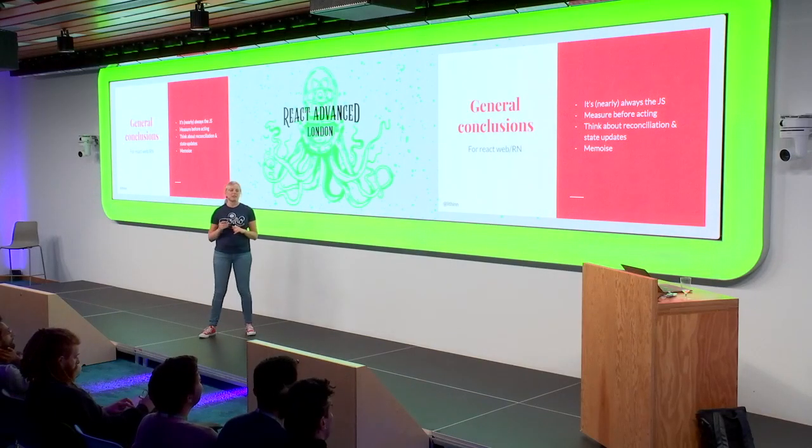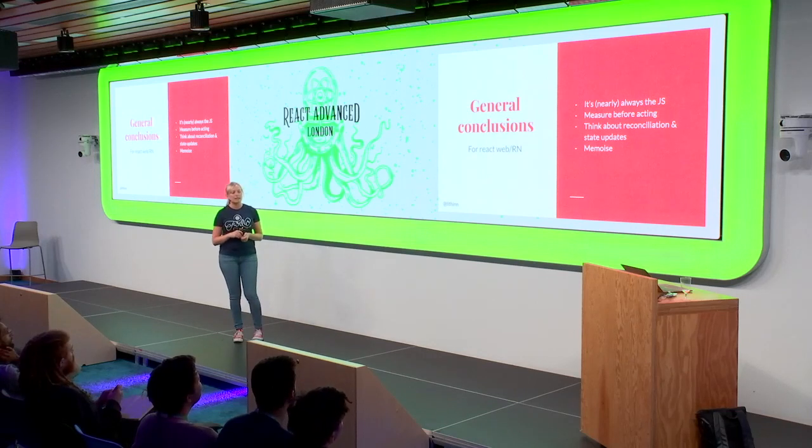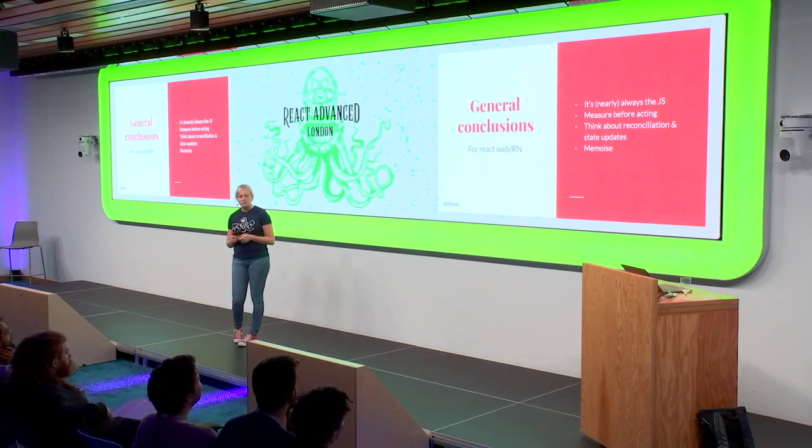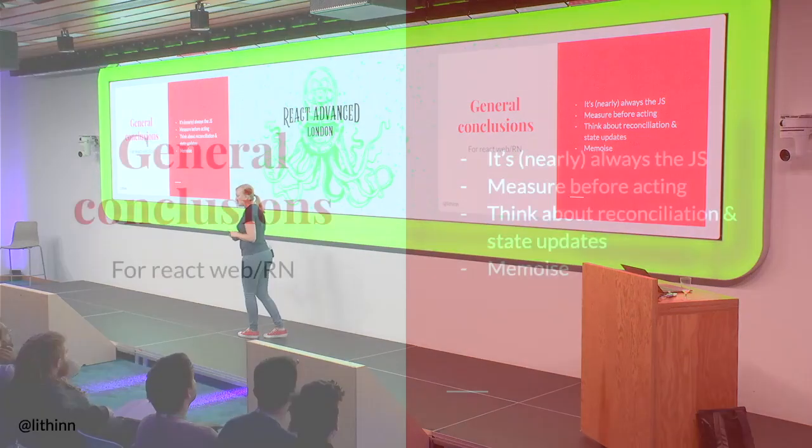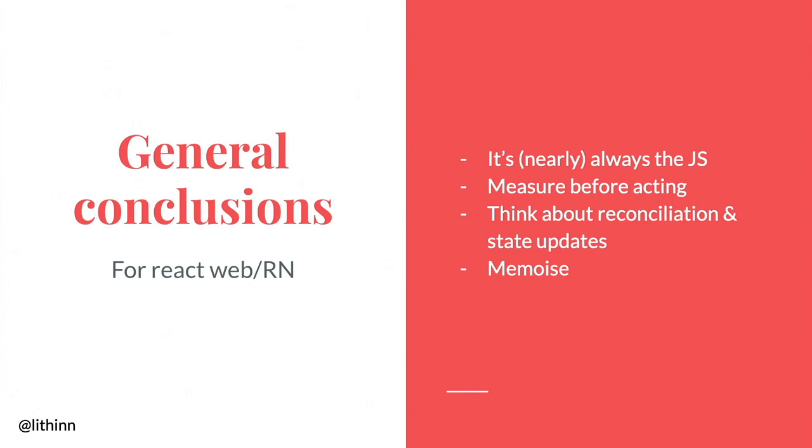So for the JavaScript side of things, the general conclusion is, it's nearly always the JavaScript. I used to say it's always the JavaScript, and then someone told me they actually had a lot of problems in the UI thread. So just check the performance monitor, and you'll see very quickly what thread is struggling. Always measure before acting. As I mentioned with the connects, we made an assumption a year ago that was based on absolutely nothing, just an idea or gut feeling. And then it causes a lot of issues.